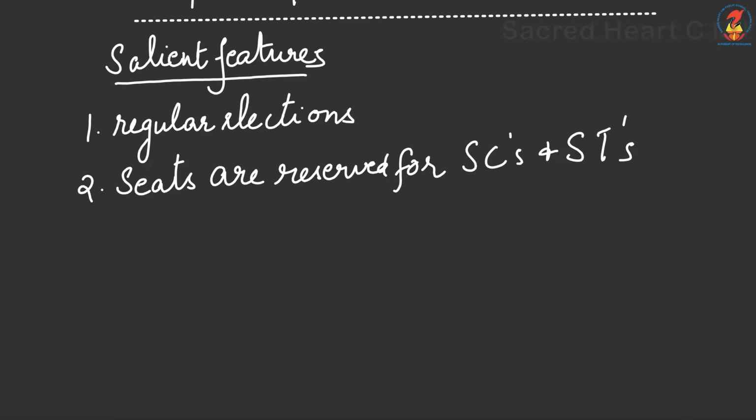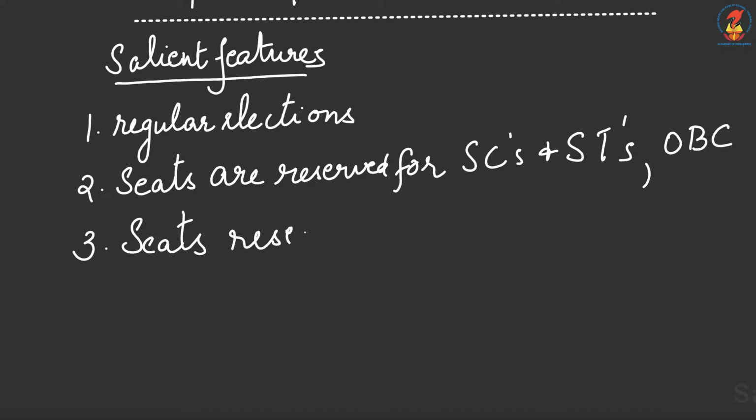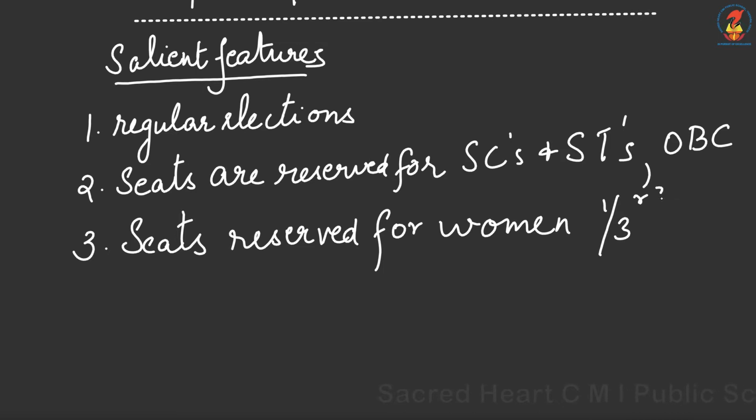So, seats were reserved for the scheduled castes, scheduled tribes, and also other backward classes, OBC. Then at least 1/3 of the seats are reserved for women. That is, 1/3 of the seats were reserved for women.